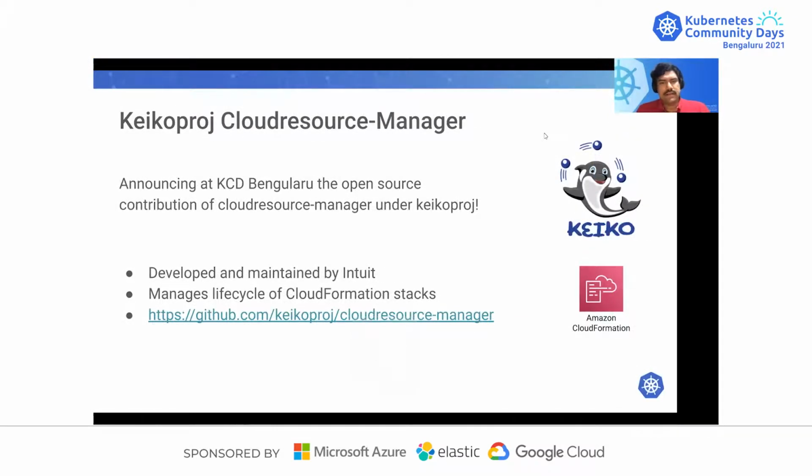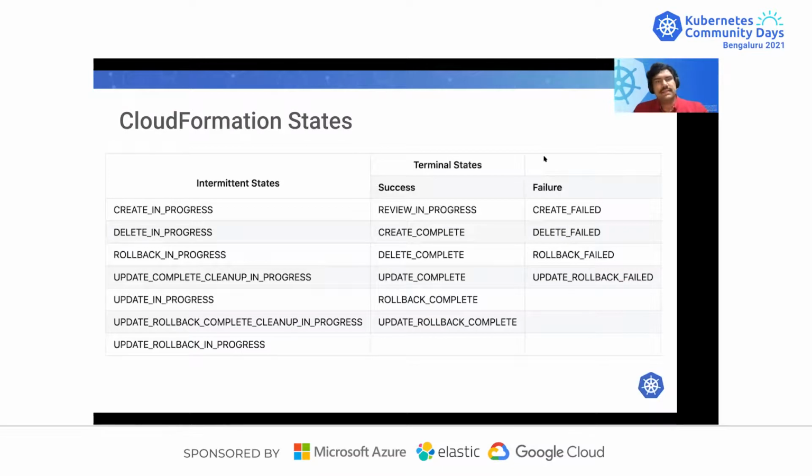Thanks, Todd. So the Cloud Resource Manager is now open source under KeikoProj. Please try it out and let us know your feedback. It's a Kubernetes controller built with Kubebuilder. The custom resource for this controller essentially embeds a CloudFormation stack into it. So whenever the custom resource is run, it will look for the corresponding state of the stack in AWS. And then the controller would determine based on that state whether to stop the reconciliation or re-queue for reconciliation of the custom resource.